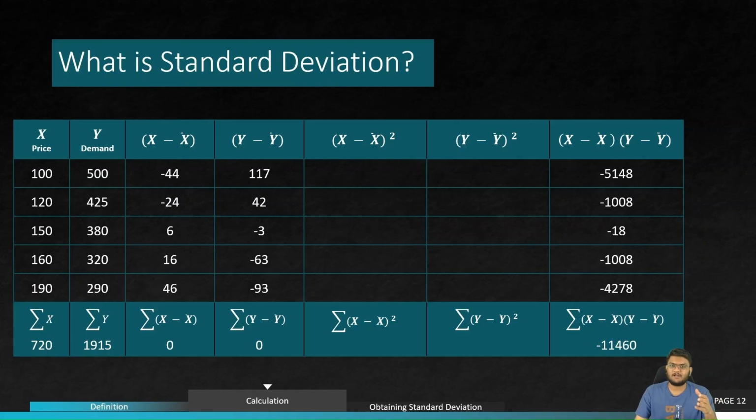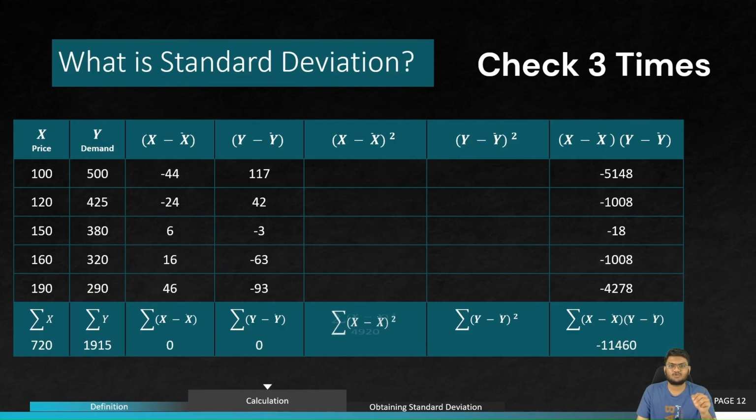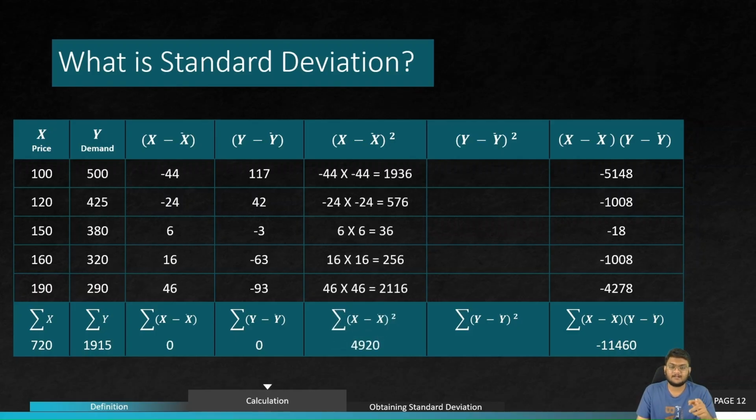Now let's obtain the square value for each variable. Now let me show you a shortcut trick for this. On your calculator, type what I say. So you will get the square values as well as the total at the same time. So first of all, minus 44 into M plus, minus 24 into M plus, 6 into M plus, 16 into M plus, 46 into M plus. Now press the equals button 3 times to get individual values and then press the MRC button to get the total of the values, that is 4920.